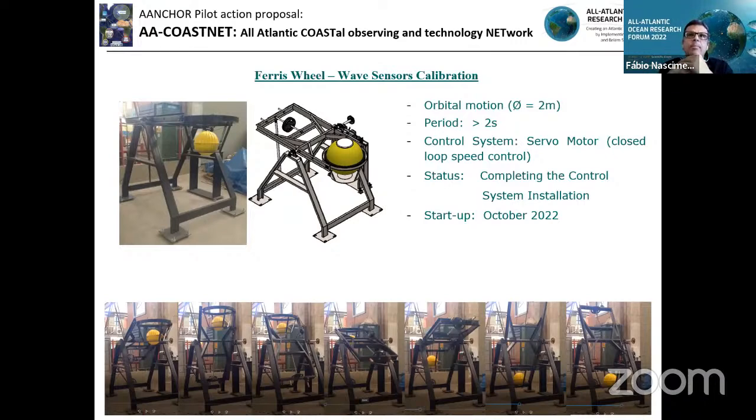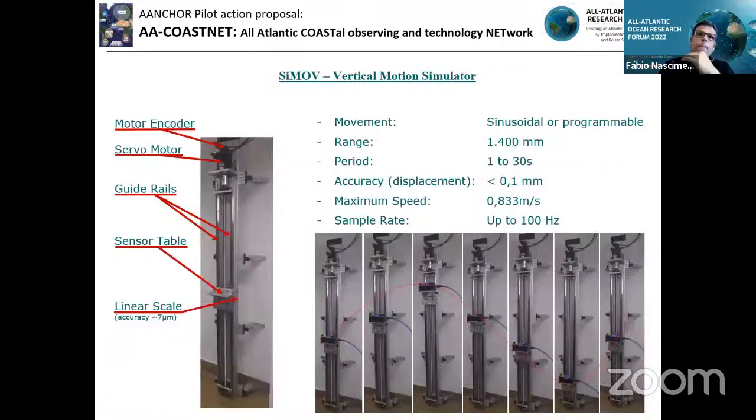Nowadays, we are completing the control system installation and hope to start up the whole system next October. The other equipment that we developed is a vertical motion simulator. It's working.